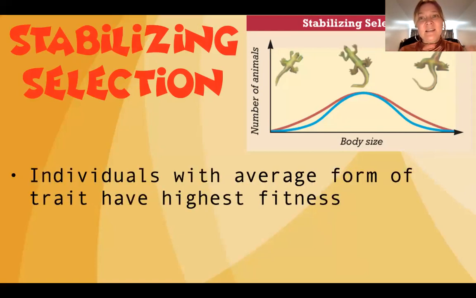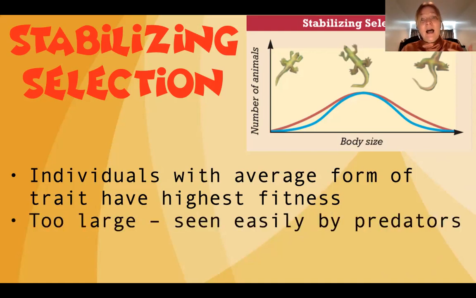So first up is stabilizing. Individuals with an average form of a trait have the highest fitness in stabilizing selection. You can think of the bell curve, where everybody there's just kind of meh in the middle. And it's not really that everybody's meh, but the average form of the trait is the most common. So for this example in the picture, you see it's about body size.